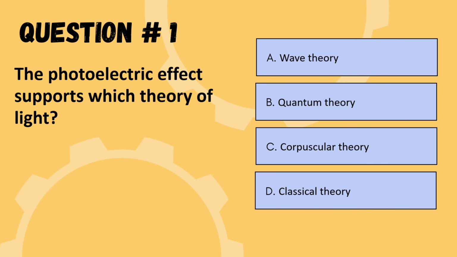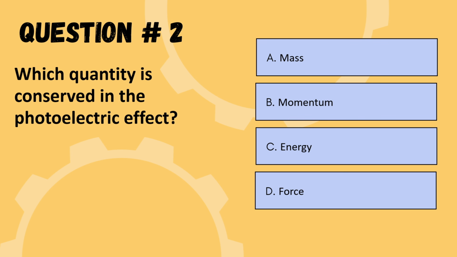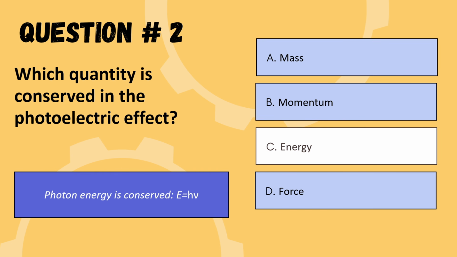So our first question is, the photoelectric effect supports which theory of light? Options are wave theory, quantum theory, corpuscular theory or classical theory. So the correct option is option B, quantum theory. So we are moving to the next question. Next question is, which quantity is conserved in the photoelectric effect? Options are mass, momentum, energy or force. So the correct option is option C, energy. So we are moving to the next question.